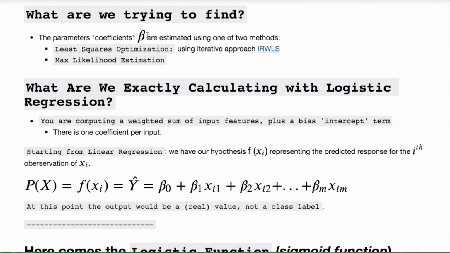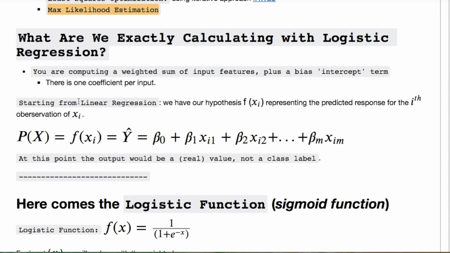For instance, I will use the notation of beta, and you are using one of two methods to estimate these. If we are using the linear approach, we would use least squares. There's an approach called iterative form of least squares that can be done, and there's the max likelihood estimation. But what are we exactly trying to calculate with the logistic regression? You're trying to compute a weighted sum of the input features plus a bias, your intercept term. There is one coefficient per input. We're going to use the max likelihood today.